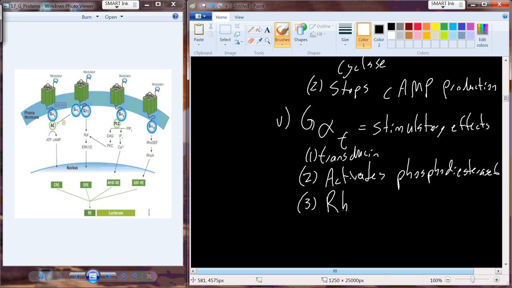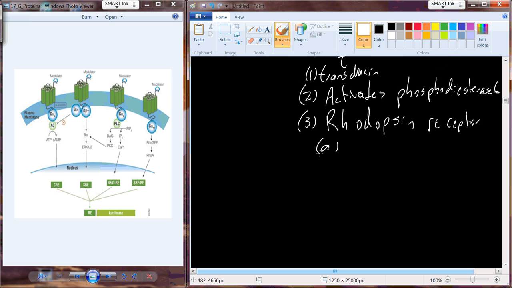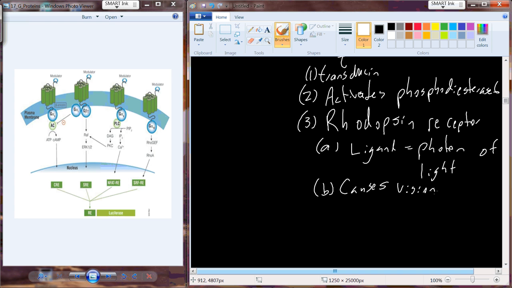This is kind of an interesting mechanism, because the rhodopsin receptor's ligand is actually a photon of light. Yes, phosphodiesterase 6. So the rhodopsin receptor has this transducin, this G alpha T subunit, and it is going to activate that particular enzyme, phosphodiesterase 6. The ligand for the rhodopsin receptor is the photon of light, and it's going to lead towards signals that get sent into the central nervous system of an organism, where the information is processed and converted into what we know as vision.